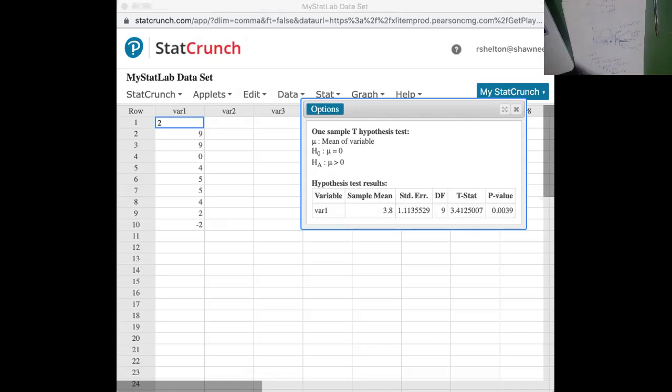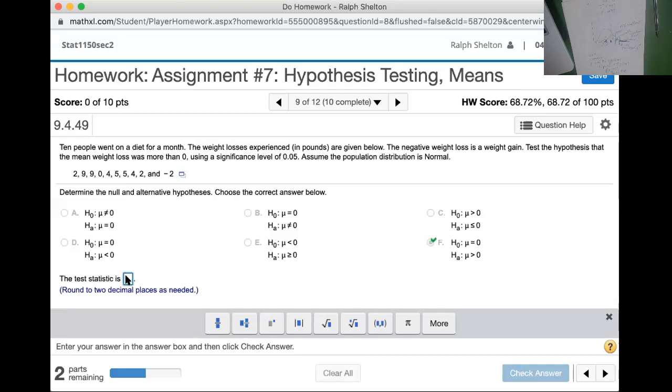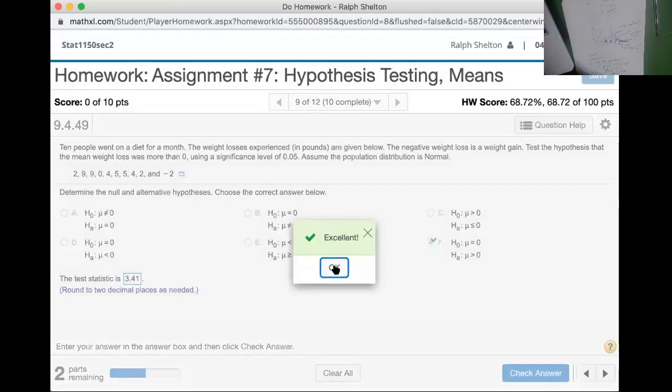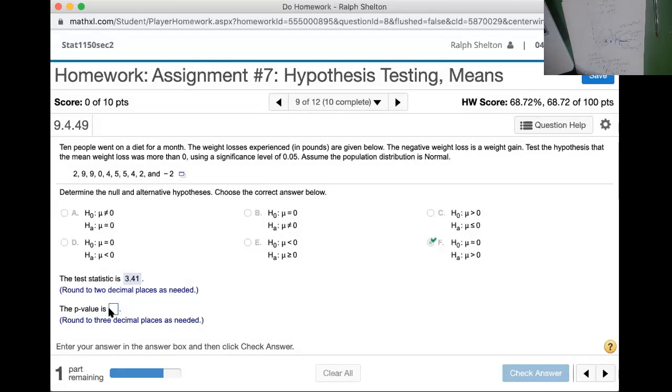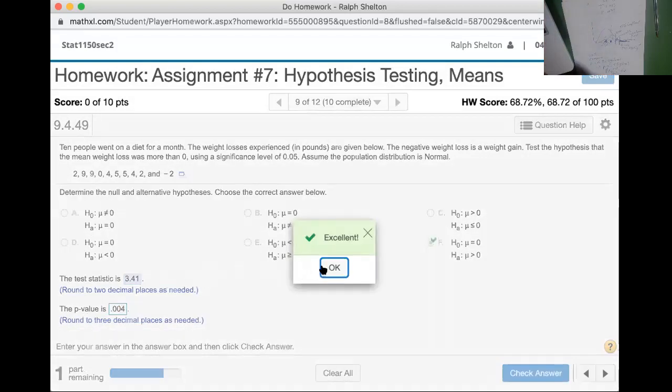Let's go back to the sample. Let's reshare it so you can see it too. The test statistic, and it wants 2 decimal places. That would be 3.41. Okay, it likes that. P-value, we wrote that down. It wants 3 decimal places. So that'd be 0.004. It likes that.